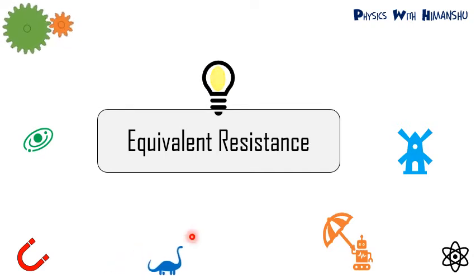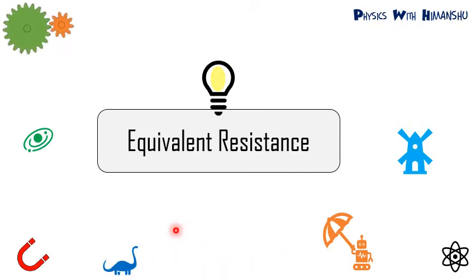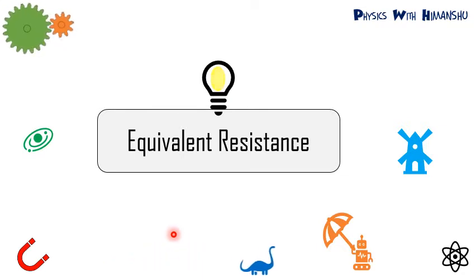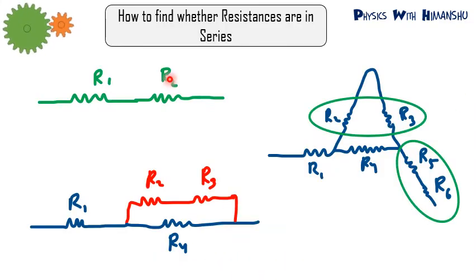See, we have already covered resistance in series and resistance in parallel. So moving forward, now we will study the combination of series and parallel, and how to find equivalent resistance when there are many resistances connected in series, parallel, or a combination of both series and parallel. So we'll move forward.